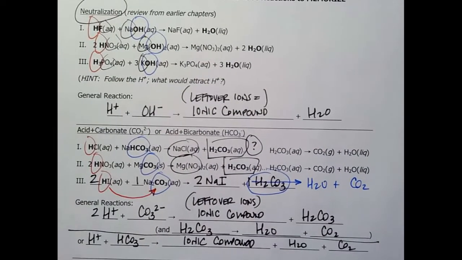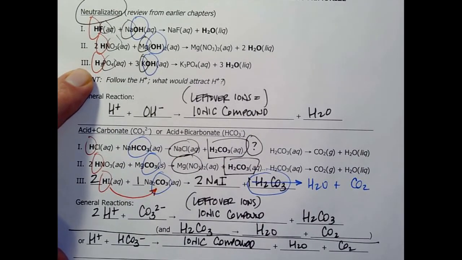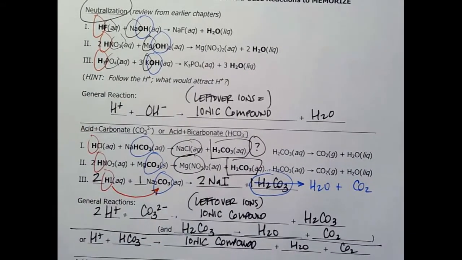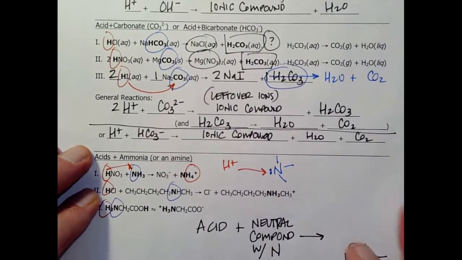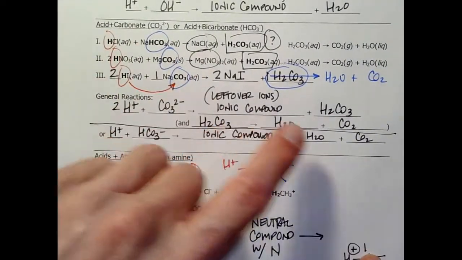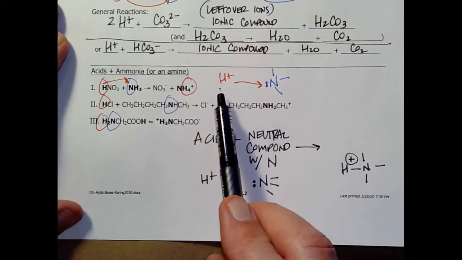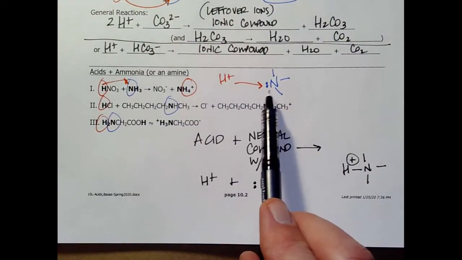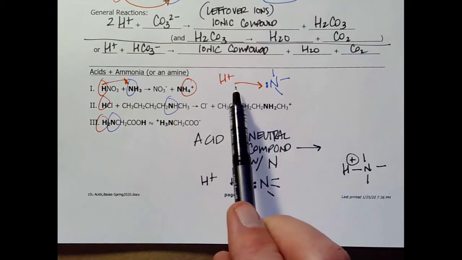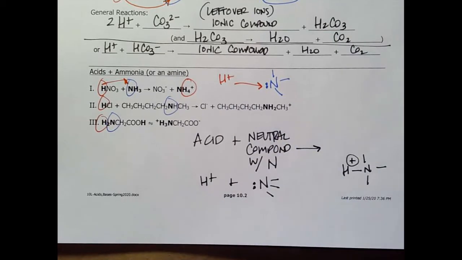So, acid-base neutralization, hydrogen hydroxide, acid plus carbonate, I get water and fizzing. And now I have this, acid plus something with protons, like nitrogen. I end up with an N plus there. Okay.